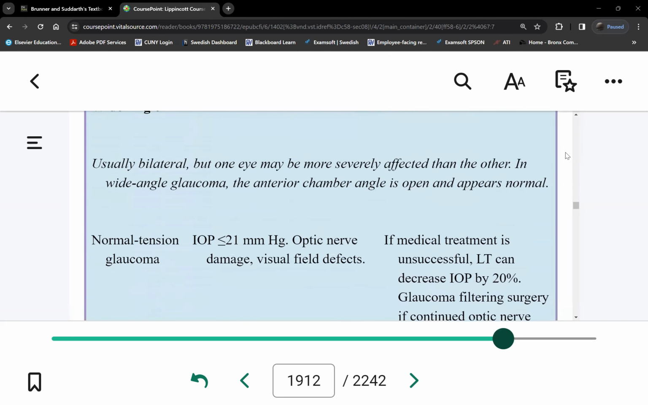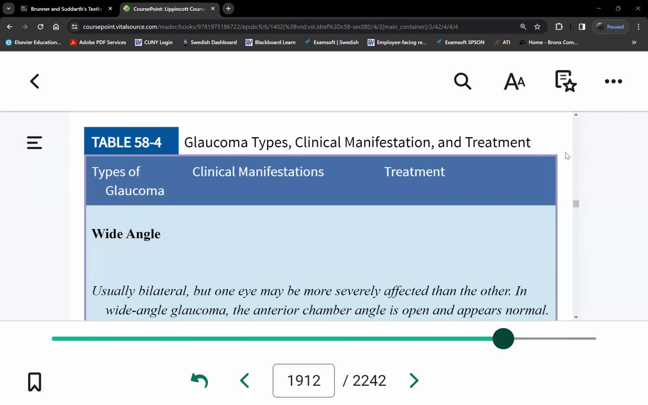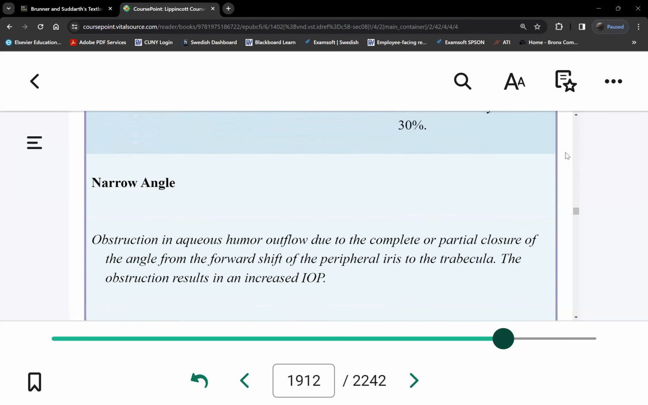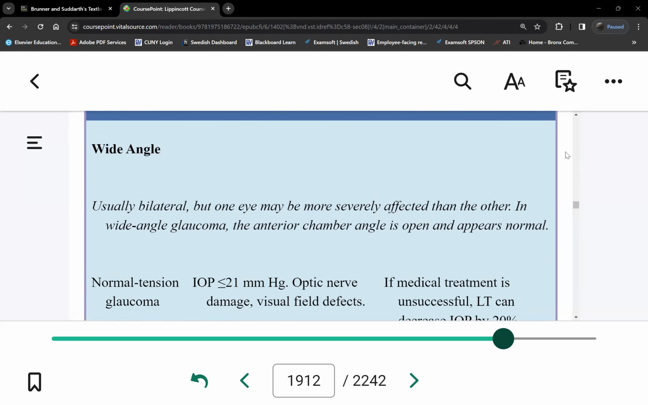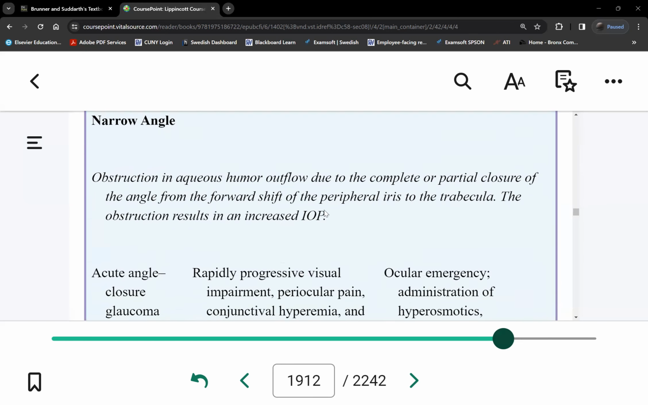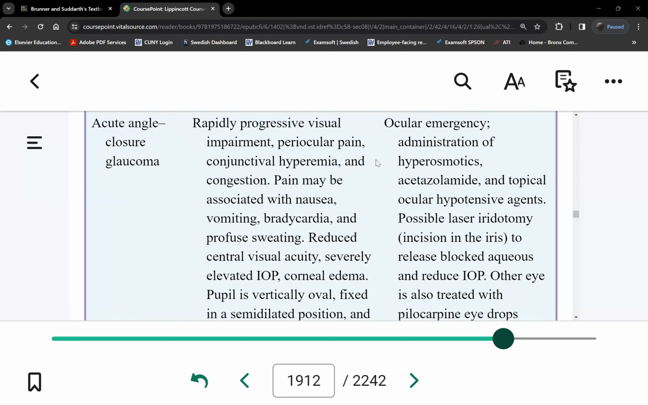Here are some descriptions. I won't test this table, 58-4. I will just test you on the manifestations of 2. Which is the most common type? Wide angle glaucoma. That's one of the 2. So wide angle, since it's the most common type. Next is the acute angle closure glaucoma, since this is an ocular emergency. Because again, all emergencies are testable on the NCLEX. So will this definitely be on the NCLEX? Yes, because it's an emergency.